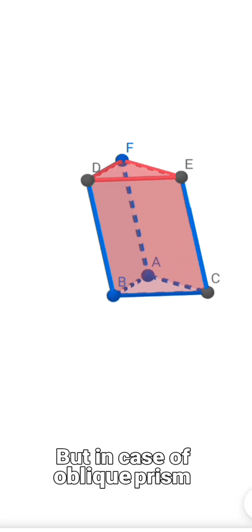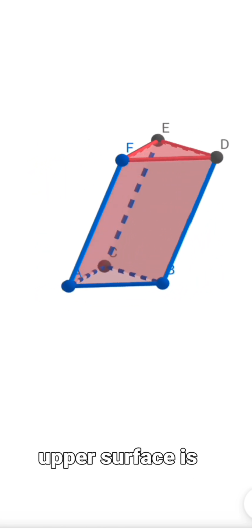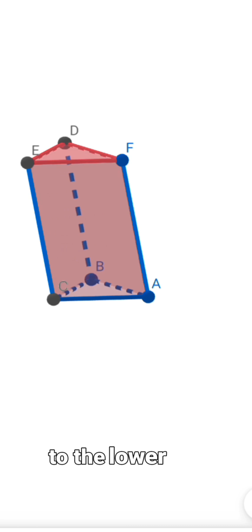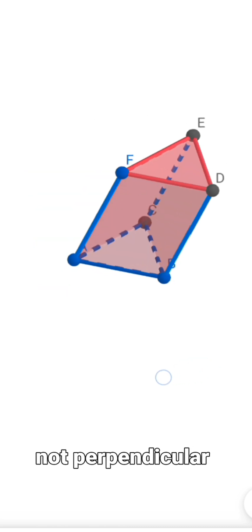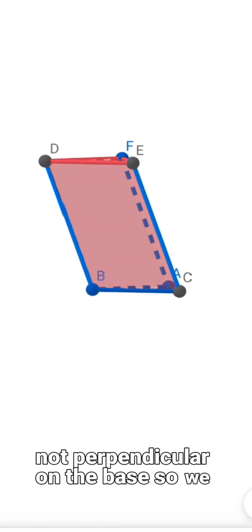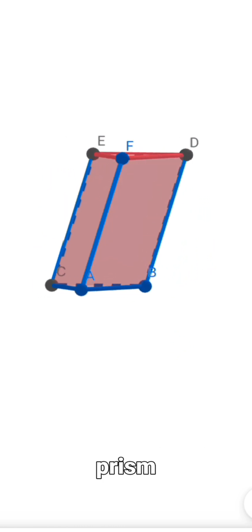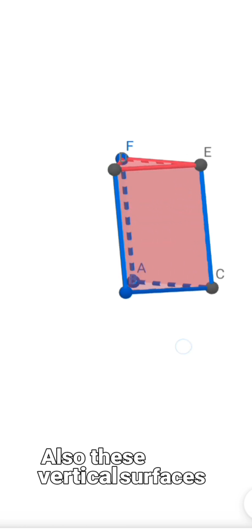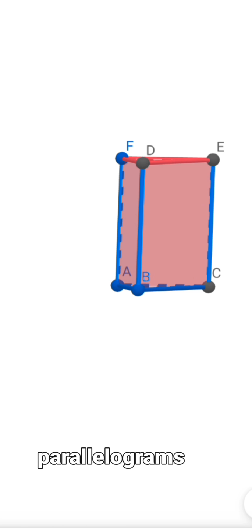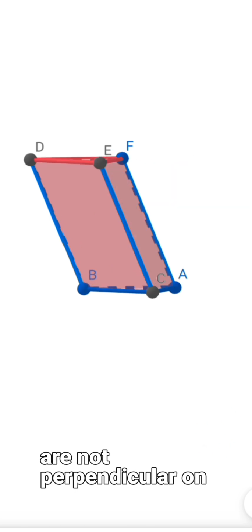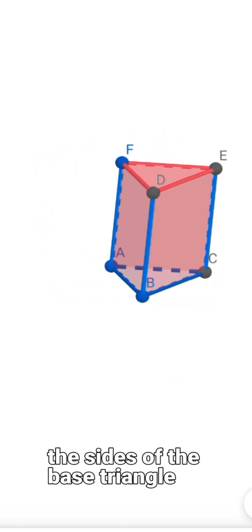But in case of oblique prism, the upper surface is definitely parallel to the lower surface but not right above. DB, EC, FA, these vertical edges are not perpendicular to the base, so we cannot consider it as a height of the prism. Also, these vertical surfaces are not rectangles, these are parallelograms, because DB, FA, EC are not perpendicular to the sides of the base triangle.